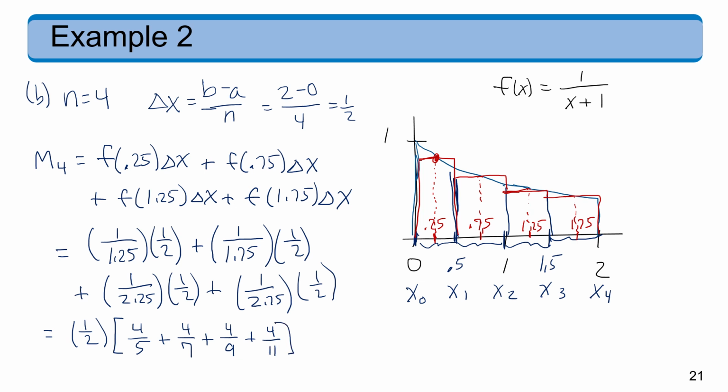Okay, and then inside the brackets, if we want to keep this exact, we would need to get a common denominator. And at the same time, it might help if we factor out the 4 that's in the numerator. So pull out that 4. Now in the brackets, we have 1/5, but our common denominator here is going to just be the product of all 4 denominators, it looks like. So 5 times 7 times 9 times 11.